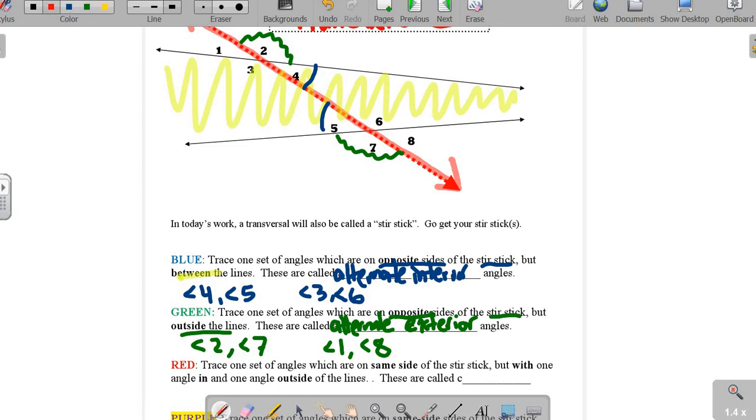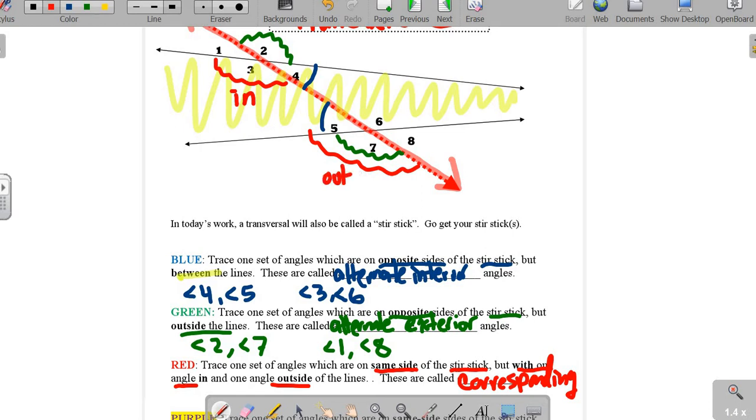Then you have what are called corresponding angles. One set of angles is on the same side of the stir stick, but with one in and one out. They're in corresponding positions. An example would be angle 3 and angle 7. One is between the lines, one is out, but they're on the same side of the stir stick.